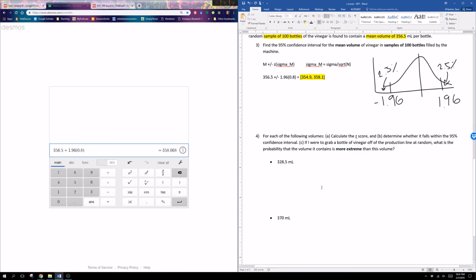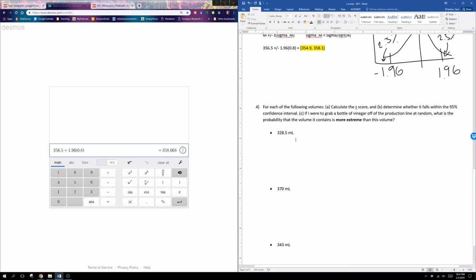Okay. For each of the following volumes, calculate the z-score, determine whether it falls within the 95% confidence interval, and if I were to grab a bottle of vinegar off the production line at random, what is the probability that the volume it contains is more extreme than this volume?